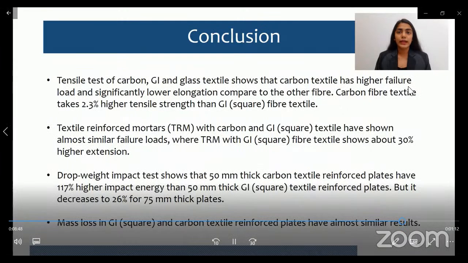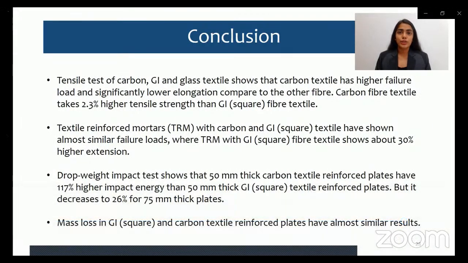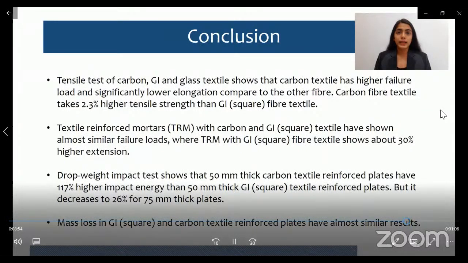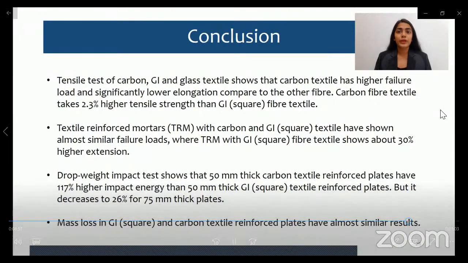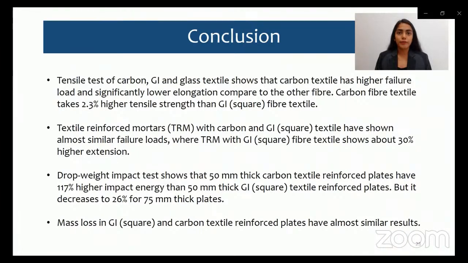Lastly, we can conclude that tensile tests of textiles show that carbon textile has 2.4% higher tensile strength than square-oriented GI fiber and comparatively low elongation. TRM with carbon and GI square textiles have almost similar failure load, but GI square TRM has 30% higher extension. Drop weight impact test shows that 50 mm thick carbon TRC plates have 117% higher impact energy than 50 mm thick GI square TRC plates, but it decreases to 26% for 75 mm thick plates.